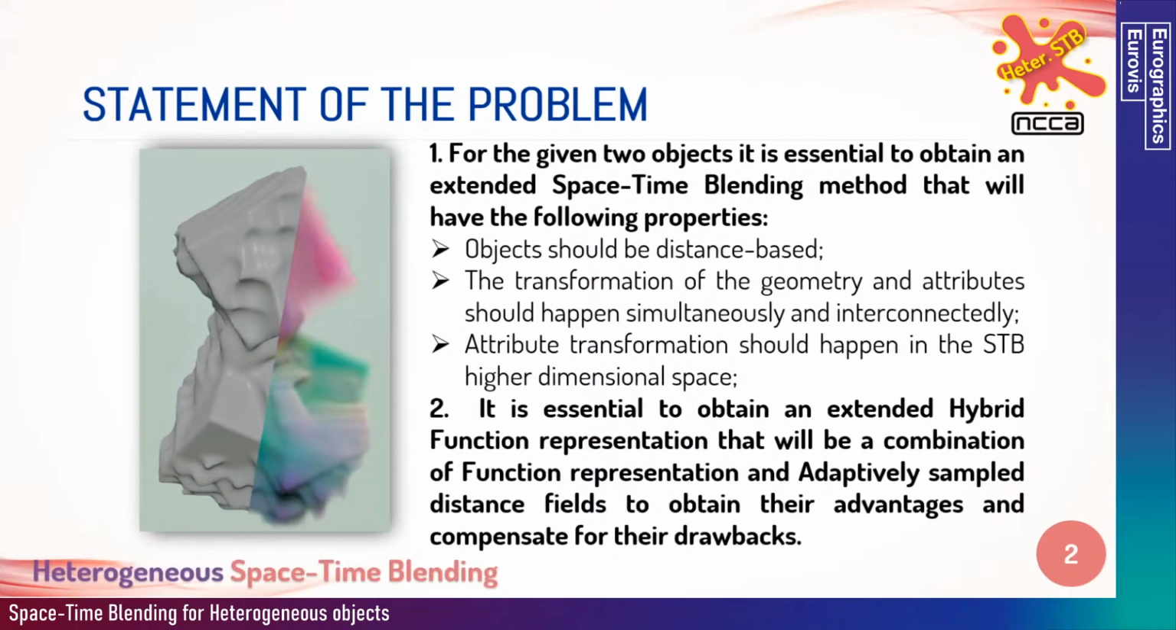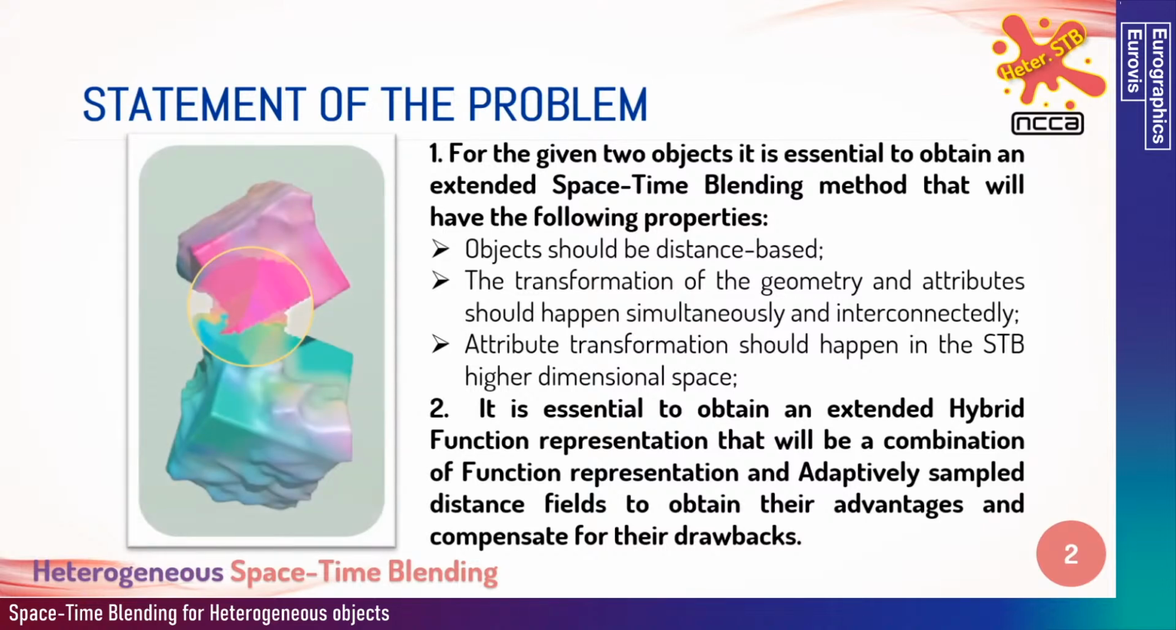Now we can formulate the major problem statement of this work, which is subdivided into two parts. First, we would like to obtain an extended STB method that could handle geometrical and attribute transformations simultaneously and interconnectedly. The attribute transformation should happen in the high-dimensional STB space. It can be seen in the picture on the left that during heterogeneous STB, geometry and color attributes are transformed together. Secondly, we would like to extend hybrid function representation with another hybridization of function representation with adaptively sampled distance fields.